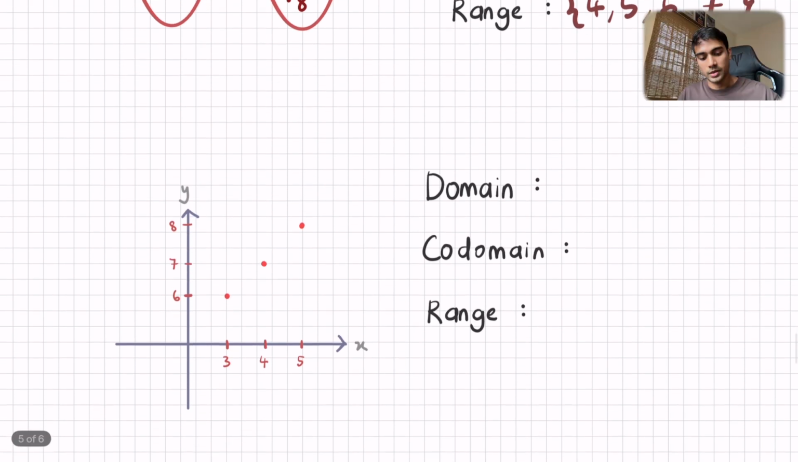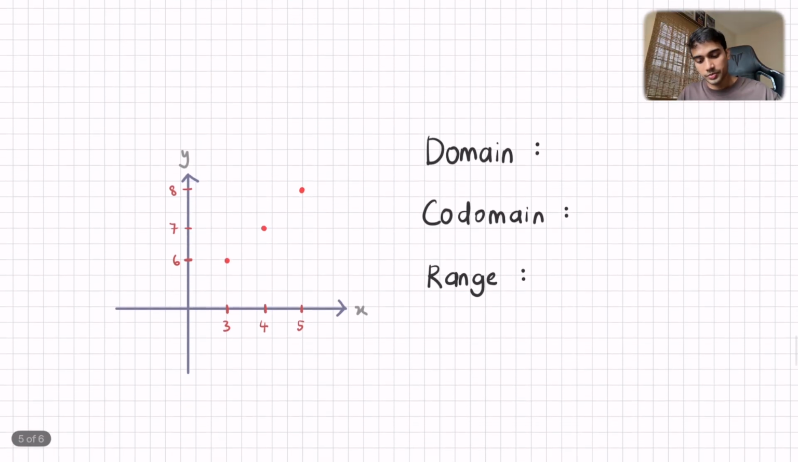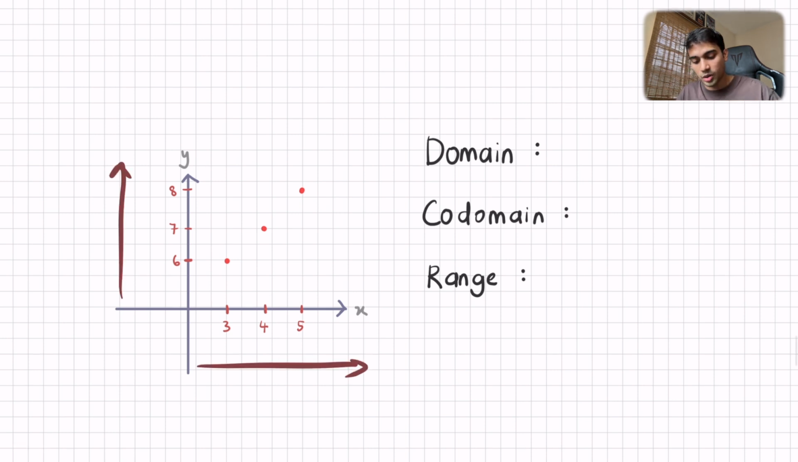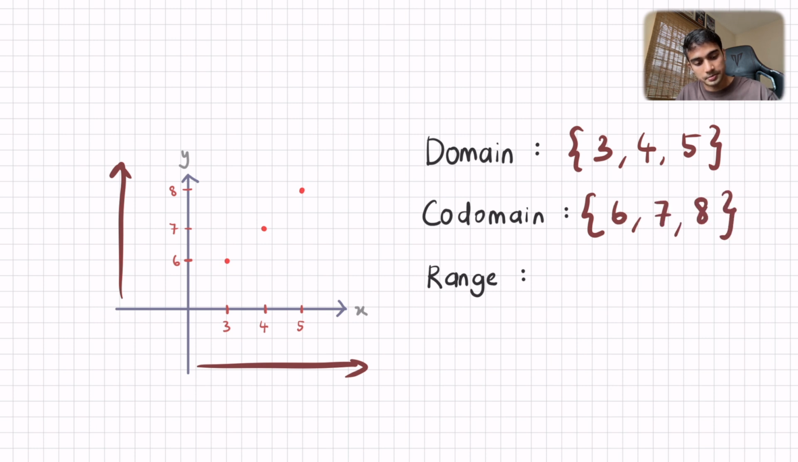Okay. Next, let's look at this graph. For this graph, the domain would be the x-axis and the codomain and range would be the y-axis. X-axis would be the object, y-axis would be the image. So domain would be {3, 4, 5}. And the codomain will be {6, 7, 8}. Range in this case would be similar to our codomain because there are no images without an object.